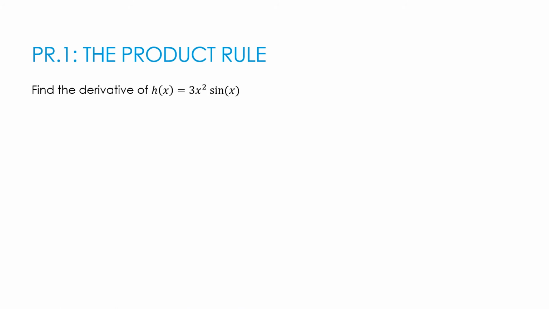Here's another one for us to try, and this one is interesting. I could do it in a couple of different ways. So I can either think of this as 3 as a constant, and then product rule with x squared and sine of x.